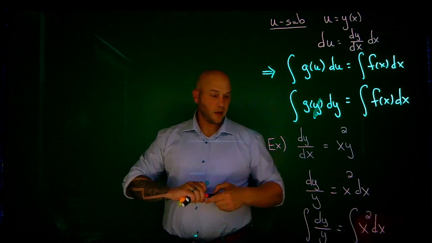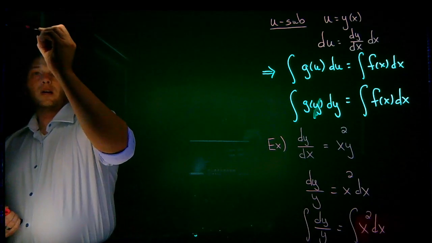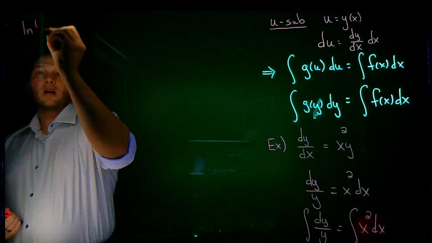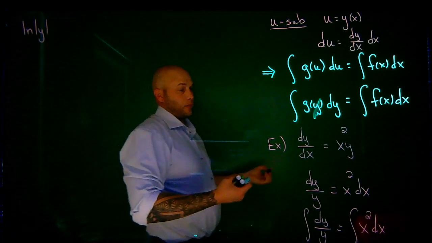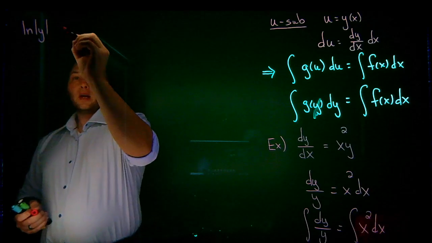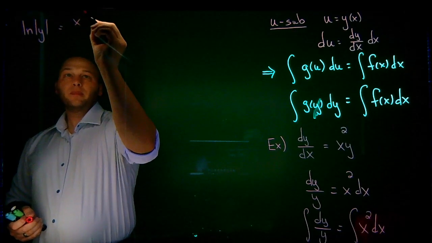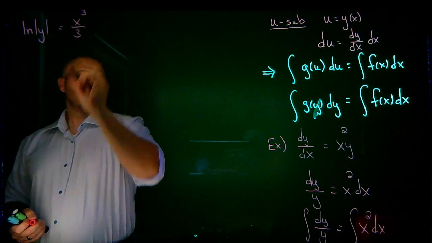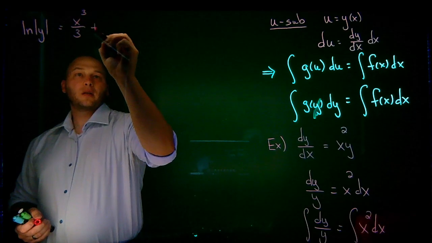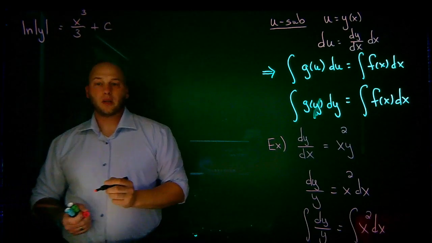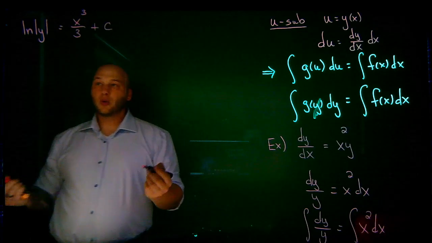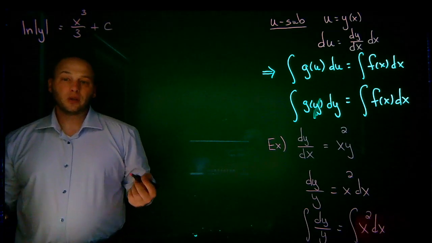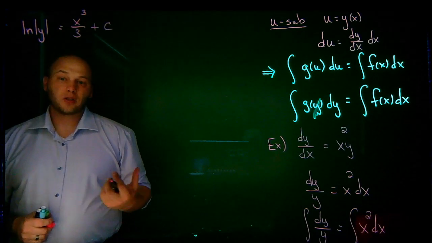Integrating the left-hand side, we get the natural log of y, and in fact it's the natural log of the absolute value of y, just in case y happened to be negative, is equal to x cubed over 3, and then there is a constant, of course, of integration, so plus c. And if I left it as this right here, this would be an implicit solution because I do not have the variable y solved for.